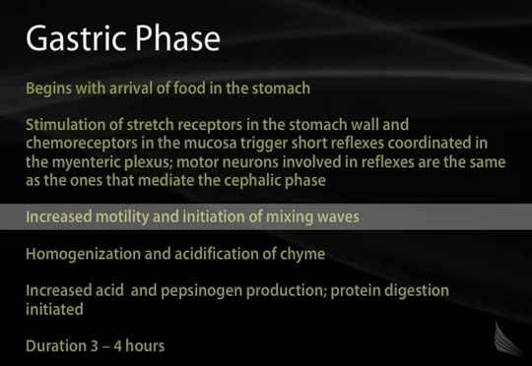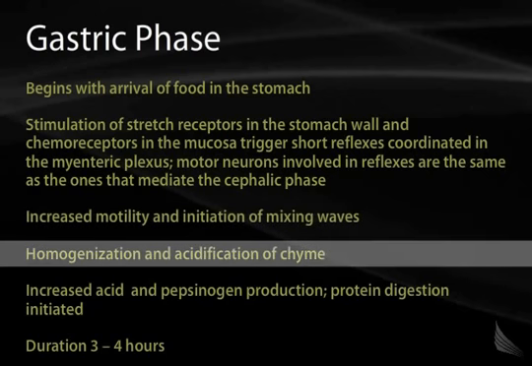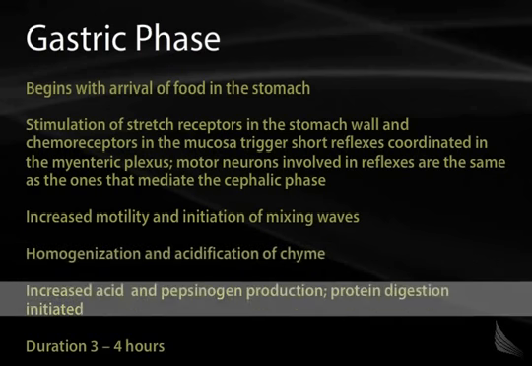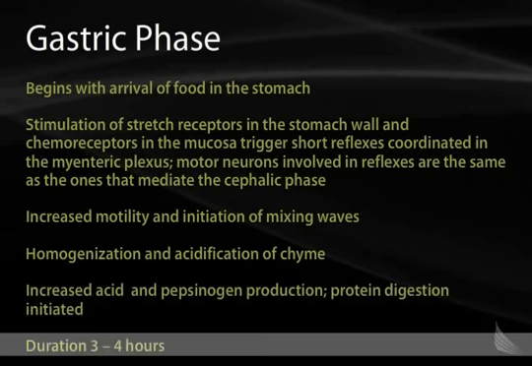There's increased motility and initiation of mixing waves in the gastric phase. What this means is that food contents are essentially churned around in the stomach, and the idea is that homogenization and acidification take place of these digested food contents, known as chyme. There's increased acid and pepsinogen production, and protein digestion is initiated when pepsinogen is activated to pepsin by the low pH in the stomach. The duration of the gastric phase is normally 3 to 4 hours.